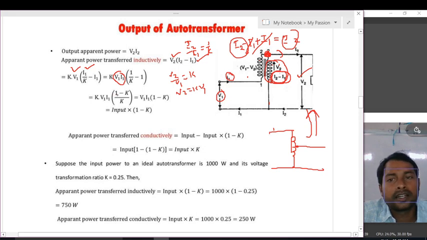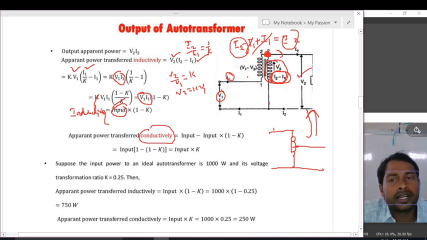If I take K as common, both K and K will be cancelled. So I will get V1 I1 into (1 minus K). V1 I1 is nothing but the input power. So the apparent power transferred through the induction process is nothing but (1 minus K) times the input. Similarly, the power transfer through conduction is the total input.